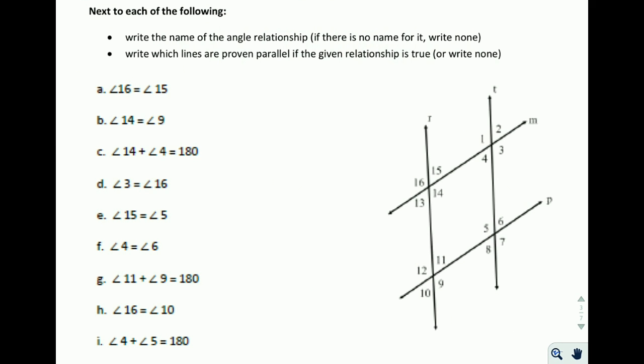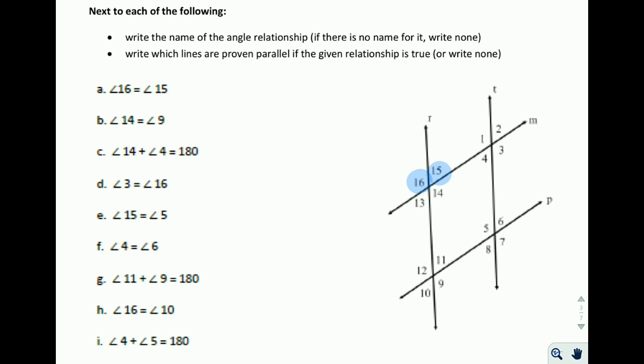On the third page here, we're asked to do a couple things. We're asked to write the name of the angle relationship, if there is one, and then we're asked to say which lines are proven parallel if that given relationship is true. Does that relationship prove anything? So we'll start out with A.